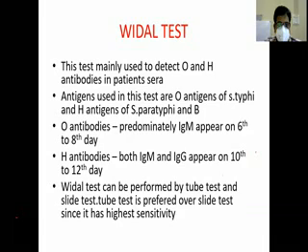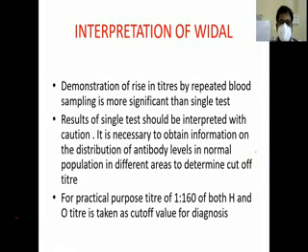WIDAL test can be performed by a tube test and a slide test, two types. Tube test is preferred over the slide test because it has high sensitivity. You need to remember these 2 points are more important: when O and H antibodies will appear, and interpretation of the WIDAL. First thing is when you see a report, any titers above 1:160 of both H and O titer is the cutoff. So if the value goes above 1:160, then only you can consider it as a positive WIDAL test.